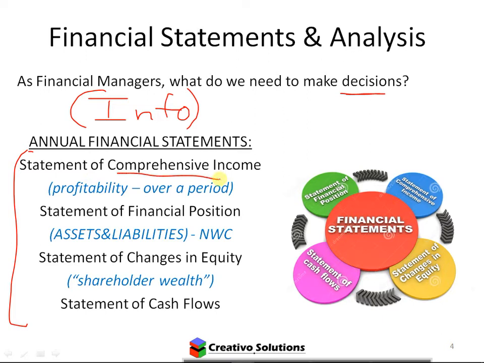The first one looks at profitability. Again, how do we calculate profit? Income minus expenses. Okay, then you've got statement of financial position. And how do you calculate that? Assets minus liabilities. Okay, then the last is obviously changes in equity, which is your owner's equity, which is your OE. Okay, statement of cash flows.